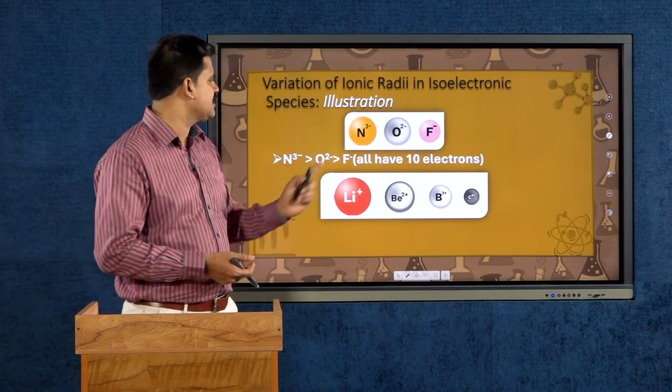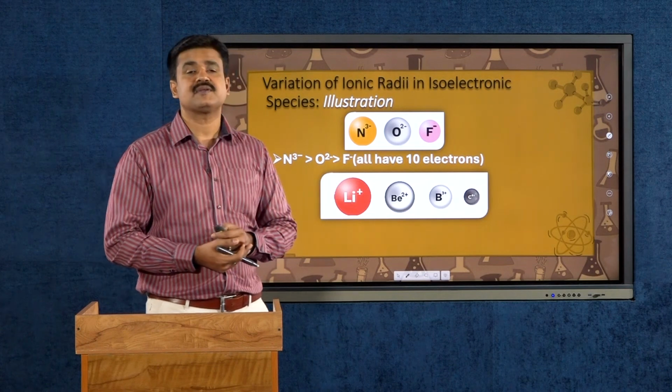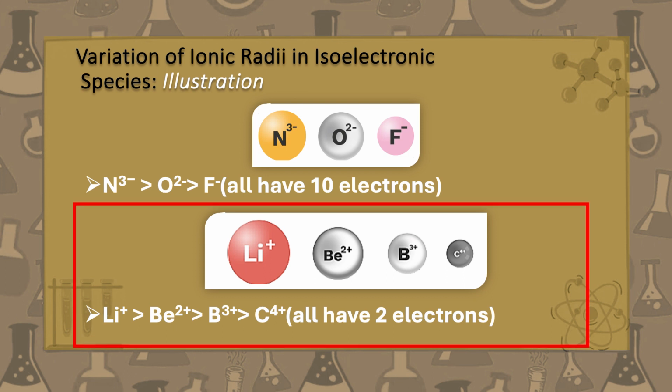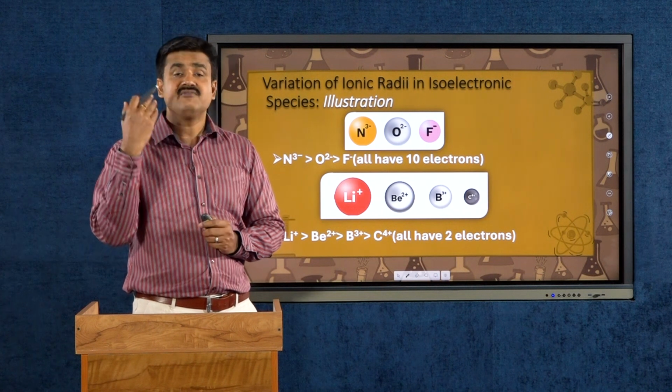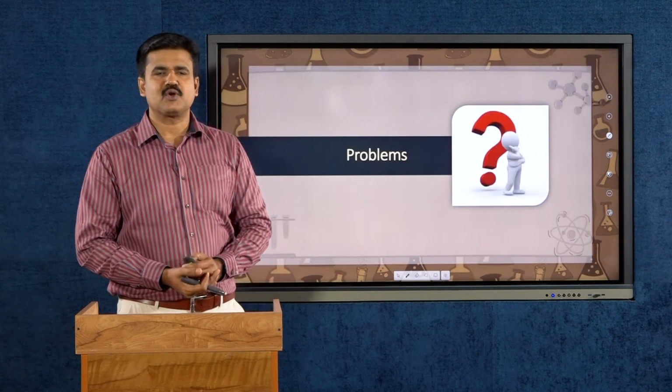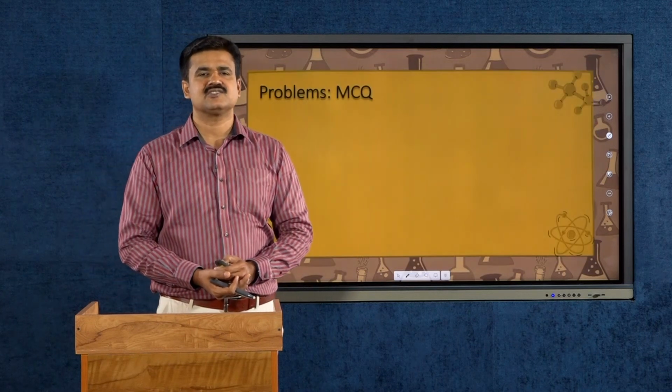Consider some cations: Li+, Be2+, B3+ and C4+. It can be concluded that all these species have 2 electrons, and the highest size is associated with Li+. The least size of C4+ is due to its very high nuclear charge. So, ionic radius is inversely proportional to nuclear charge. Now, some problems based on the concepts we have discussed so far.